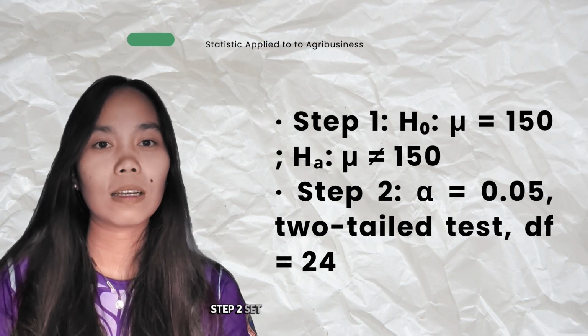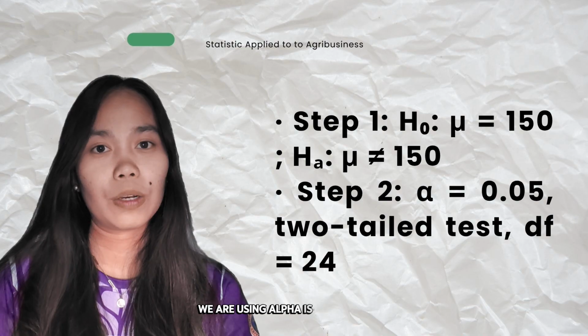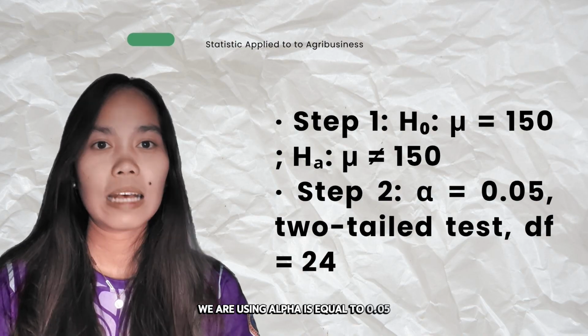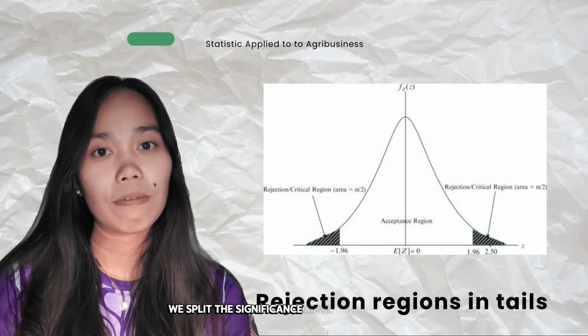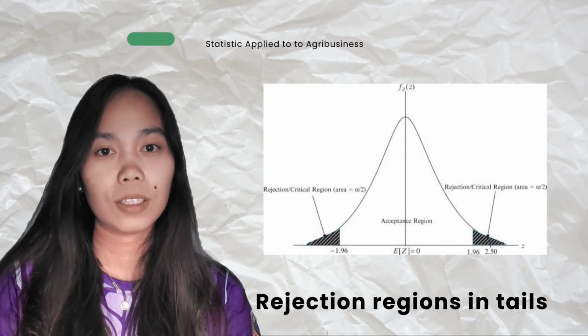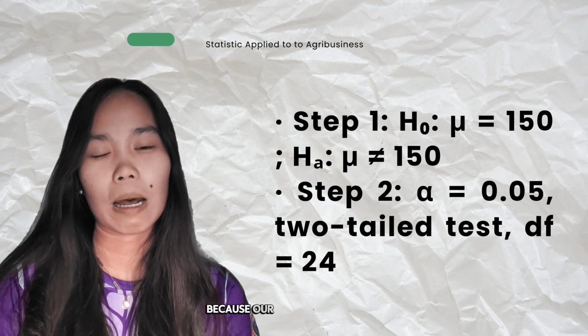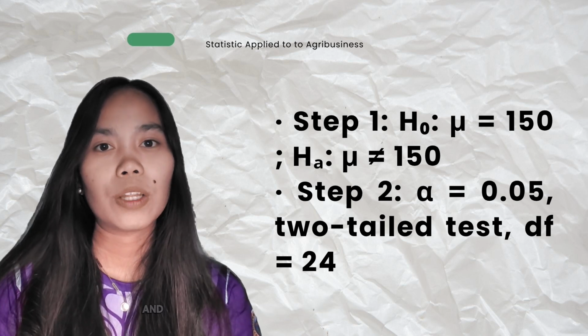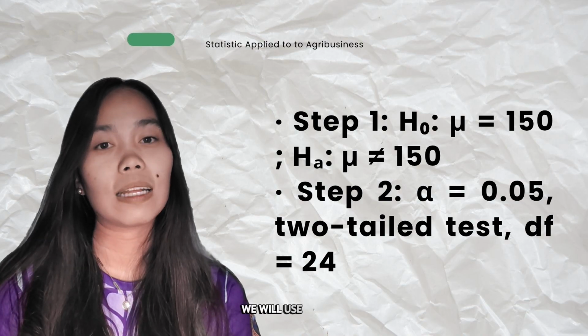Step 2. Set the decision criteria. We are using alpha equal to 0.05. Since this is a two-tailed test, we split the significance level into two parts, 0.025 on each end. Because our sample size is small and we don't know the population standard deviation, we will use a t-test.